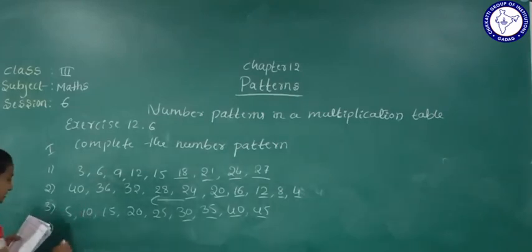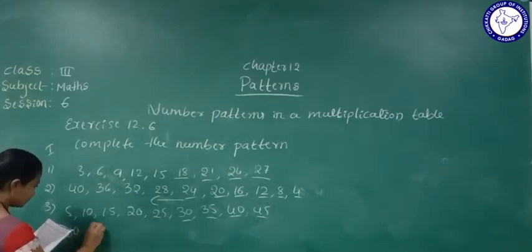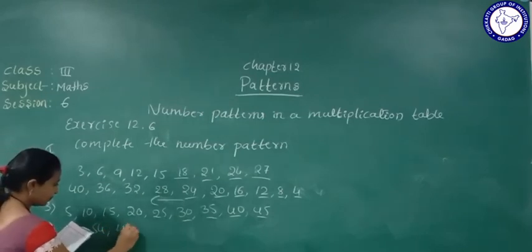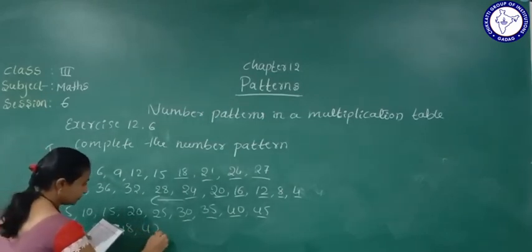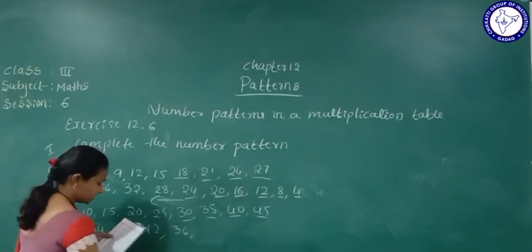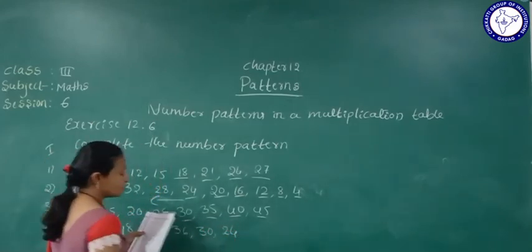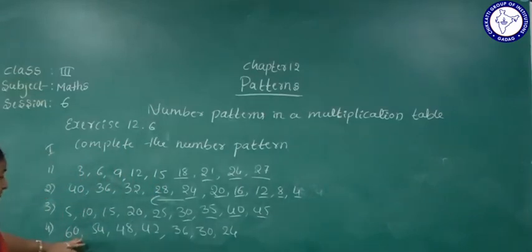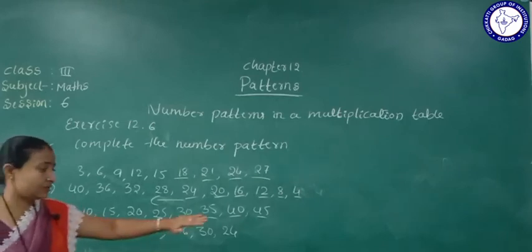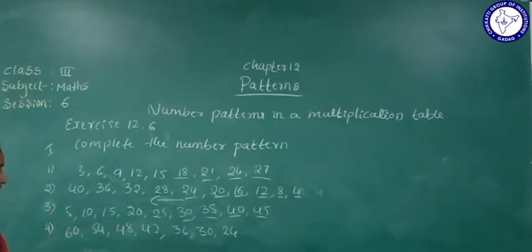Next 60, 54, 48, 42, 36, 30, 24. Yes. So how much is being added here? Table 6. This is table 6, okay, it goes in the backward direction. So how much is being added to the previous number here? 6. Okay, so it goes like that, backward.